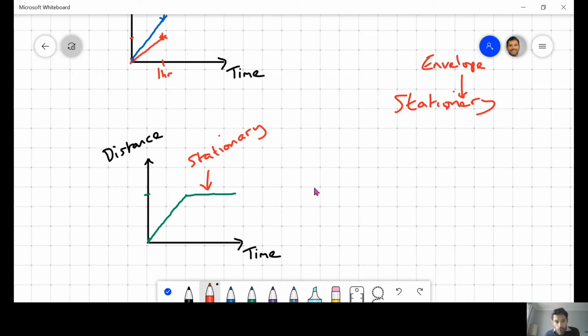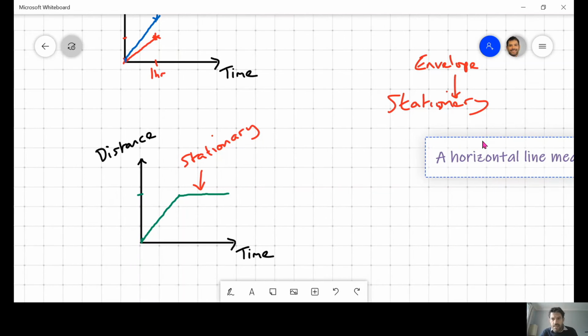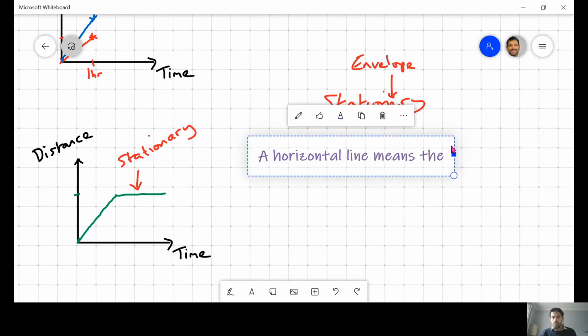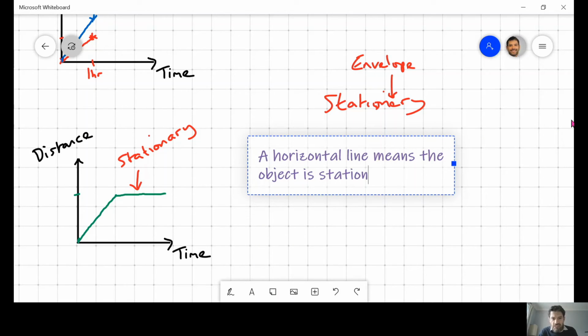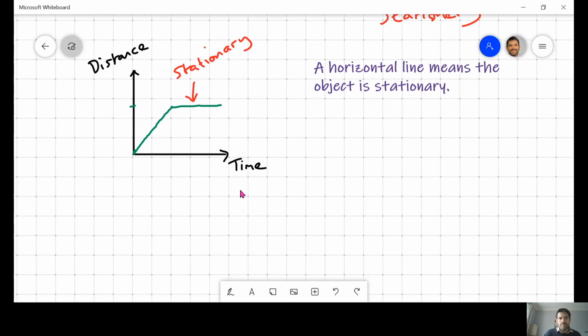Okay, so always a horizontal line means the object is stationary. So let's get that written down as well. A horizontal line means the object is stationary. Worth capitalising that. Hopefully you've written the bit about envelope up there. So maybe I won't. Stationary. Okay, it is not moving anywhere. Now, so I'll copy that down, please. We can then get a little bit more confusing.